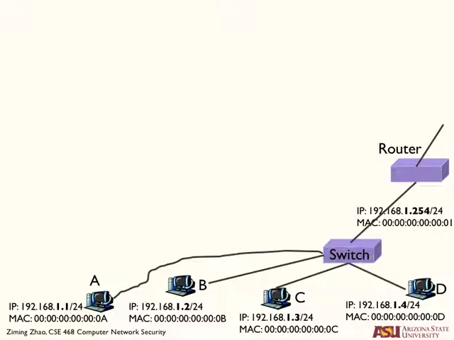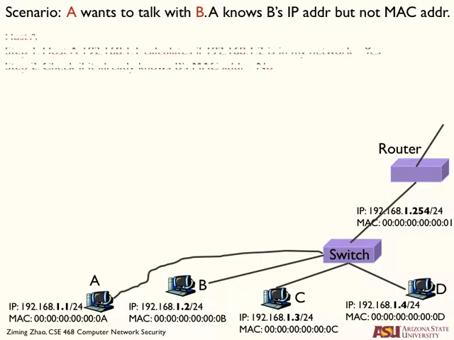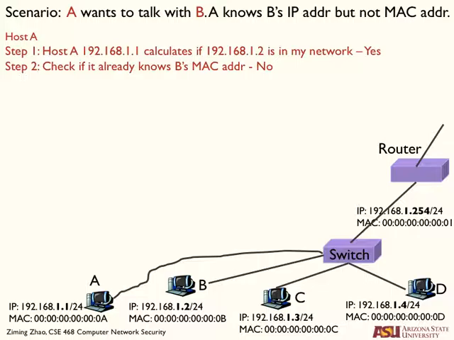So we have a simple network here. We have a switch which connects 4 hosts. They are in the same private network, 192.168.1.0. That's the network. And this switch is also connected to a router, which is connected to the outside world. When host A wants to talk with host B, we assume that A already knows B's IP address, but A doesn't know B's MAC address. First, A will calculate if this IP address is in its network. We studied how to calculate this, so the answer is yes.